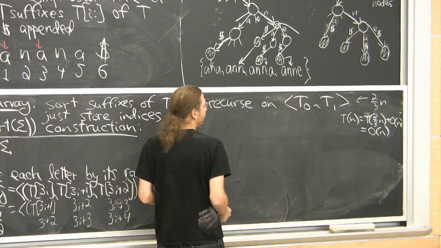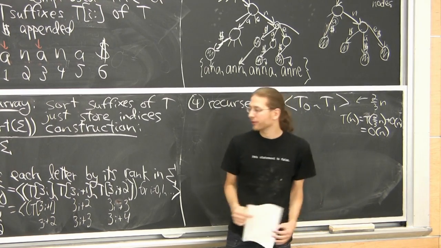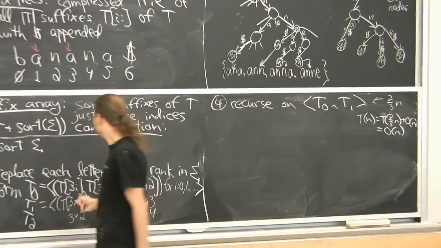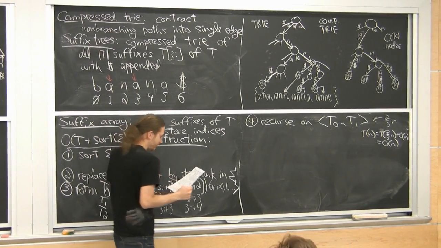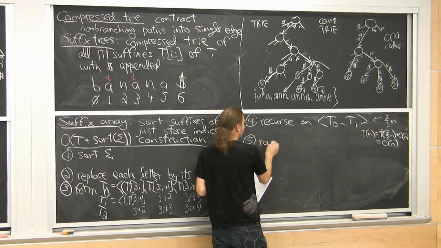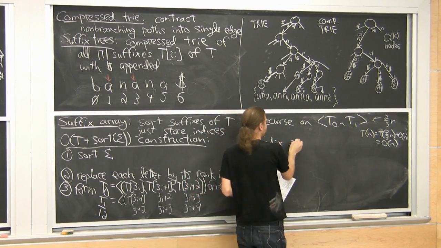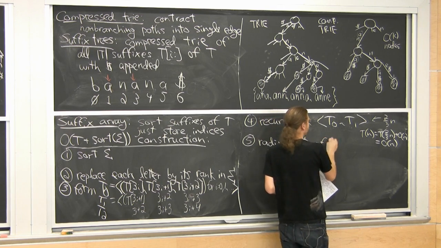Now I've got to deal with it. What this tells me is the sorted order of all the suffixes of T0 and T1, all the suffixes starting at positions that are 0 or 1 mod 3. So next thing we'd like to do is sort the suffixes of T2. And we can do that, I claim, by radix sort.